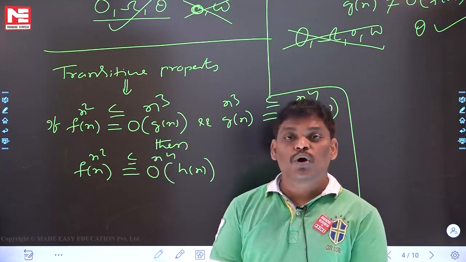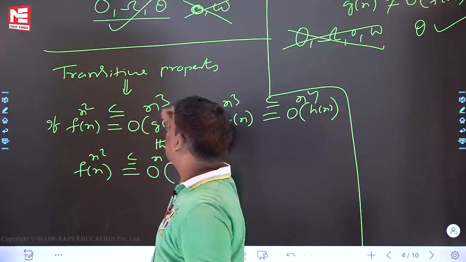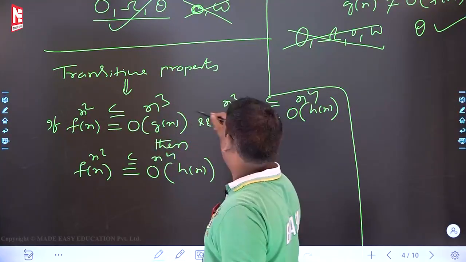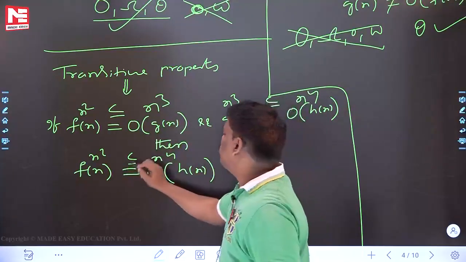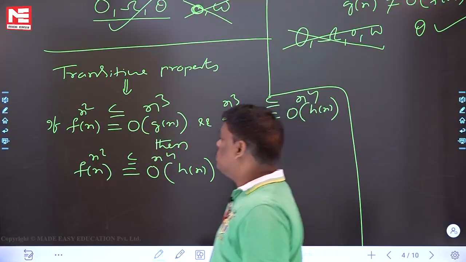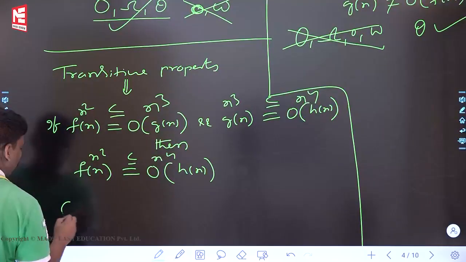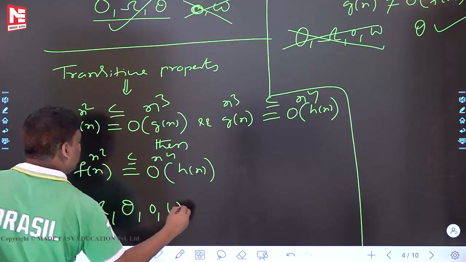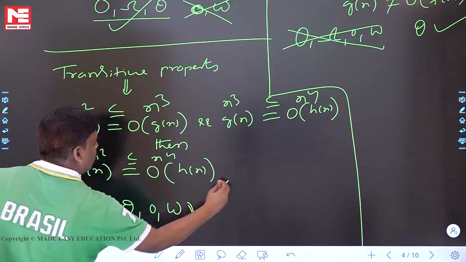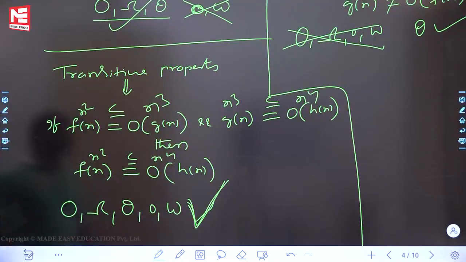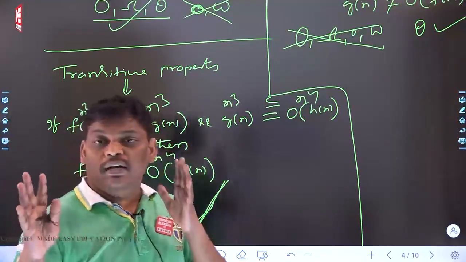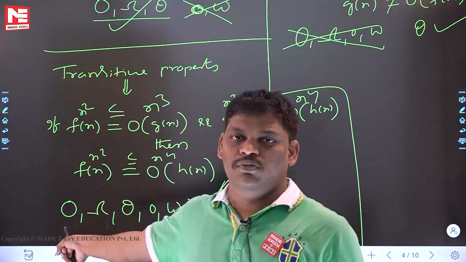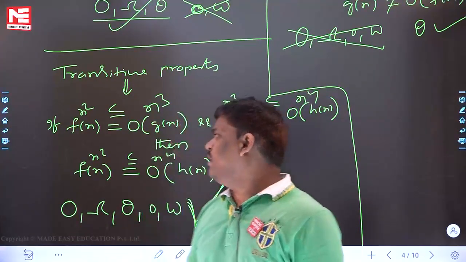What about small o? N square less than n cube, less than n power 4, so n square is less than n power 4. Small o is also satisfied, small omega also. Big O passes, omega passes, theta passes, small o passes, small omega, all pass. Please remember, in the exam they may ask which property is satisfied by all these 5 notations. I think transitive. Please check if any case fails.